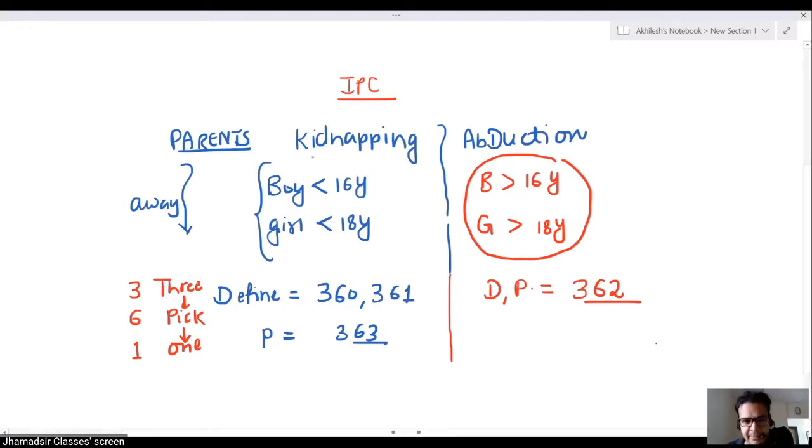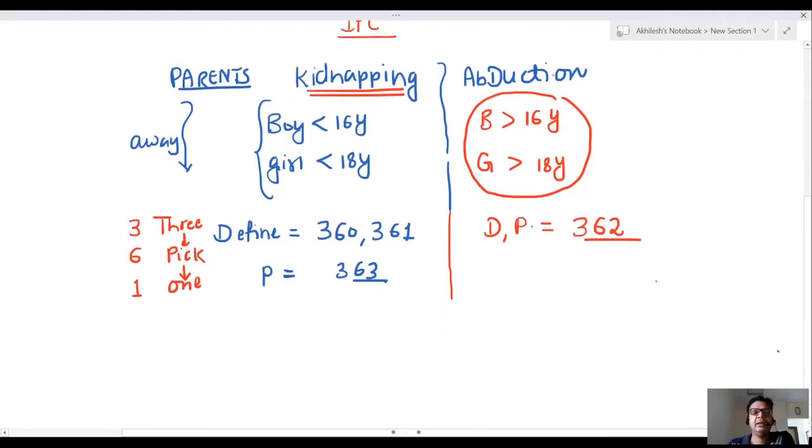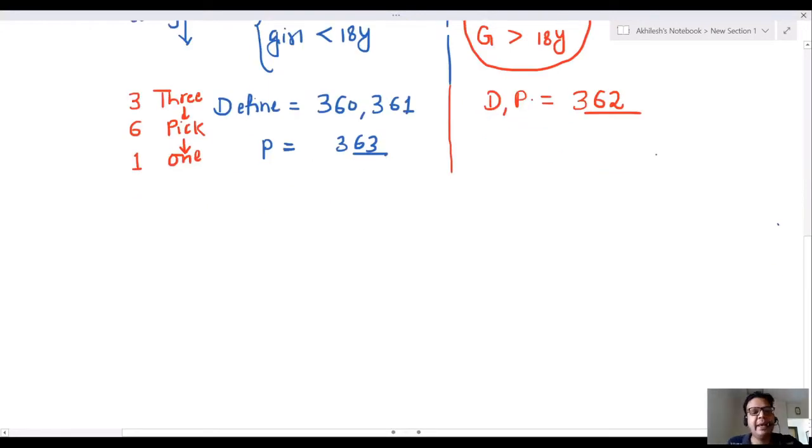Anyways, this is a very simple trick. Kidnapping is a boy below 16 years of age and a girl below 18 years of age. This is kidnapping. Abduction is a boy above 16 and a girl above 18.